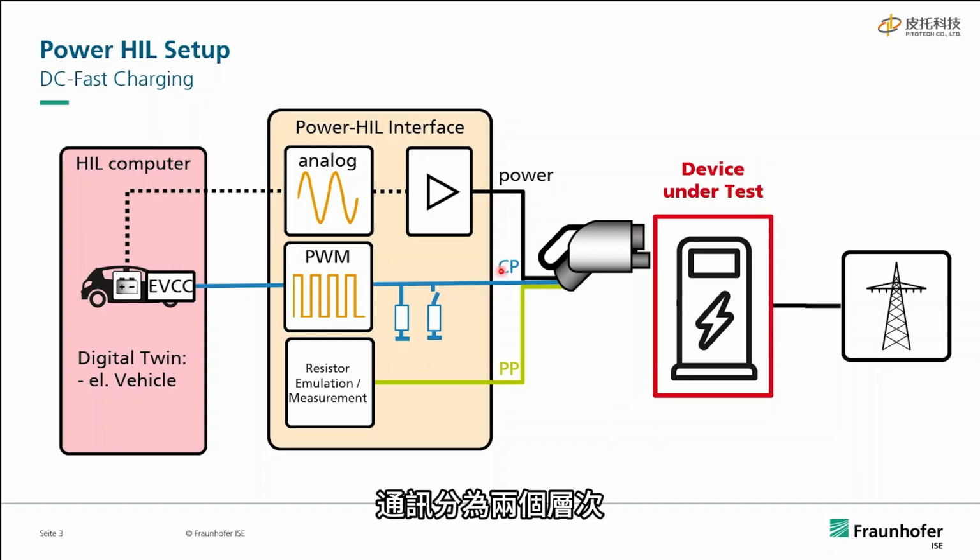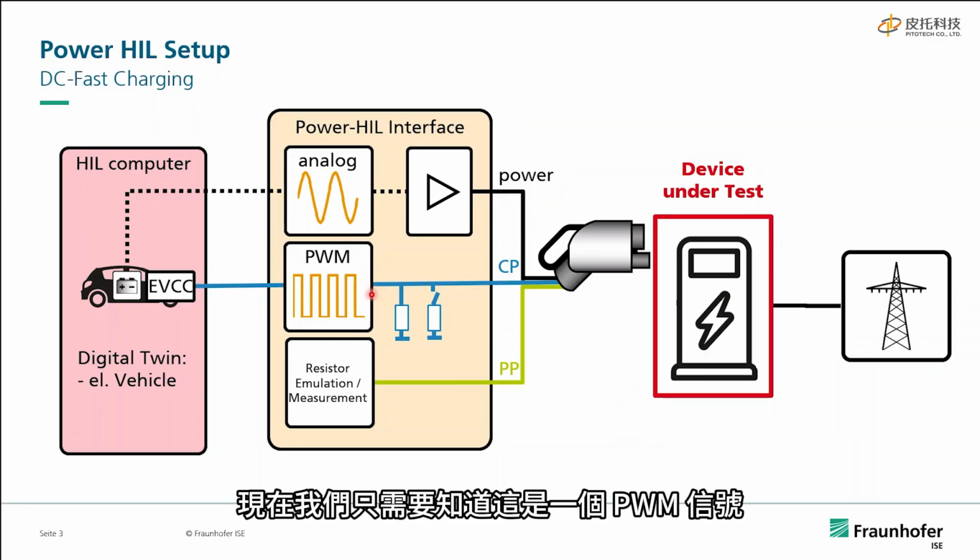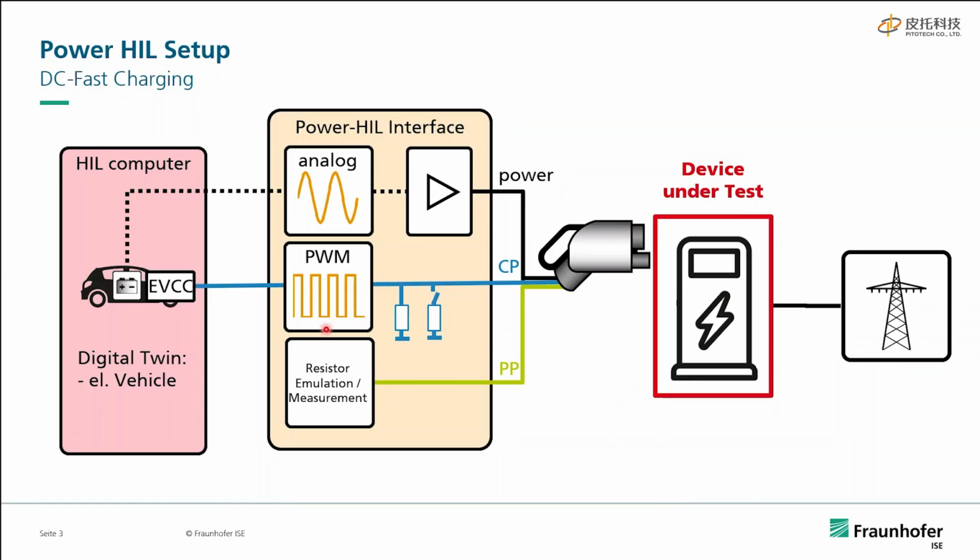The communication is established on two levels. On the low-level communication, we have the pilot signal, as we know it from AC charging. For now, we just need to know this is a PWM signal. And the charger tells us with a duty cycle of 5% that it wants higher level communication.